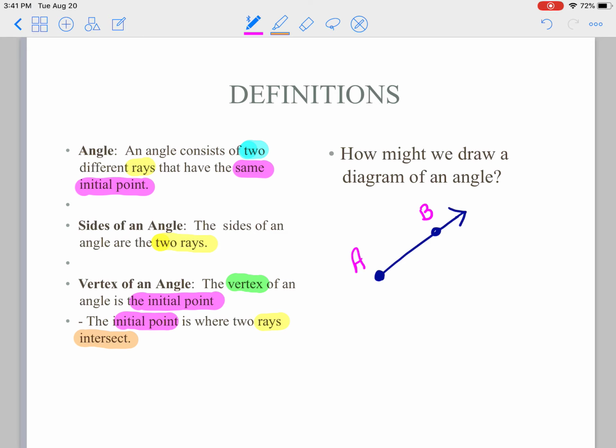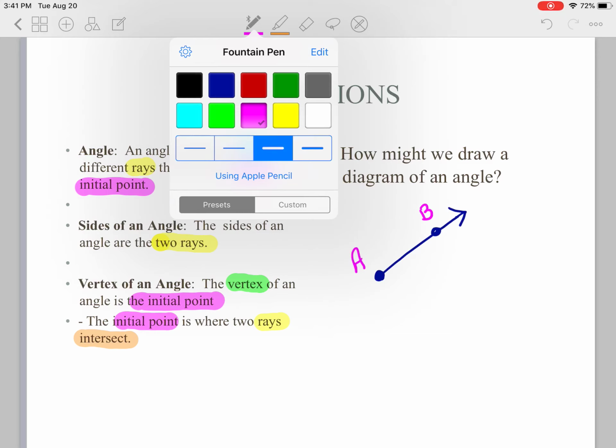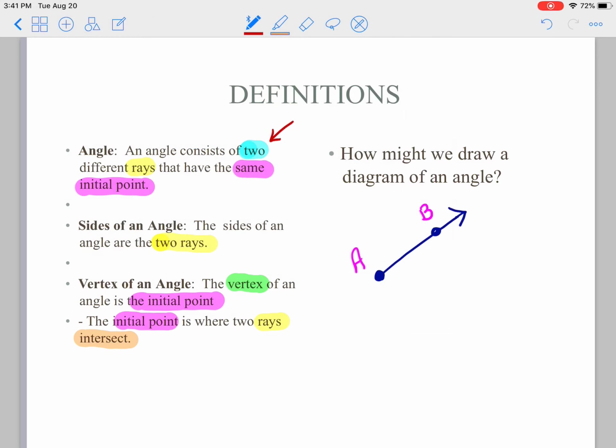Okay, so there is one ray, but remember our definition says that we have two rays and they share the same initial point. So what I must do is actually draw a second ray from that initial point A, and it will go through another point, and I'll call that point C. So now I have an angle that is drawn from two rays that share the same initial point A.